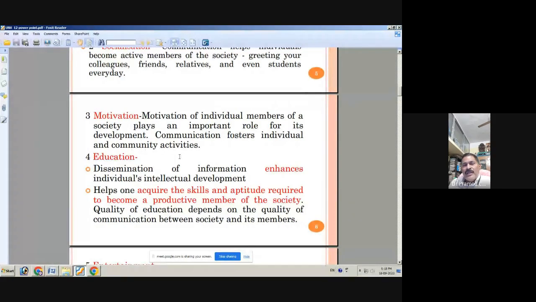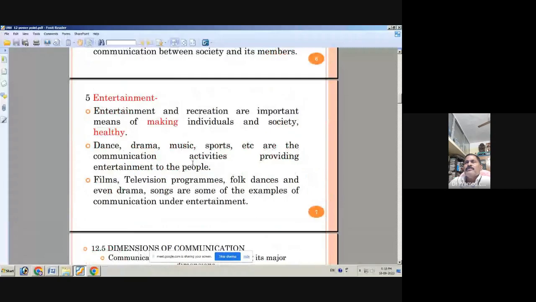So if the quality of the education is not maintained, if there is no communication between the society and its members, then we cannot understand the demands of the society. So definitely education disseminates the information which enhances the intellectual capabilities of the individual.